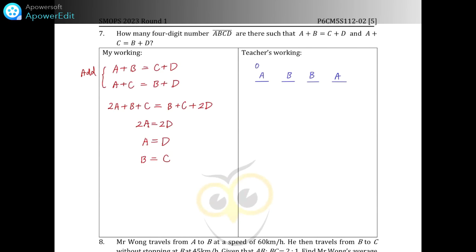So for the first digit there are 9 choices. Sorry, this is 1 to 9, the first digit cannot be 0. 9 choices. The last digit follows the same number, so it's one way. For the second digit, there are 10 choices, from 0 to 9. The third digit follows the same value as the second. So 9 times 10, there are 90 different numbers.